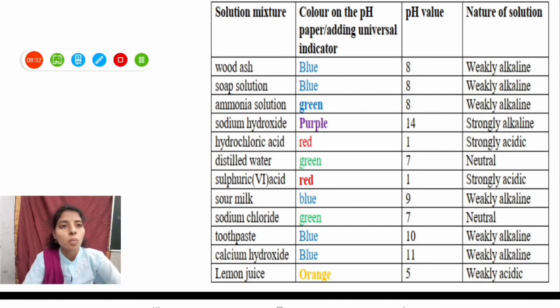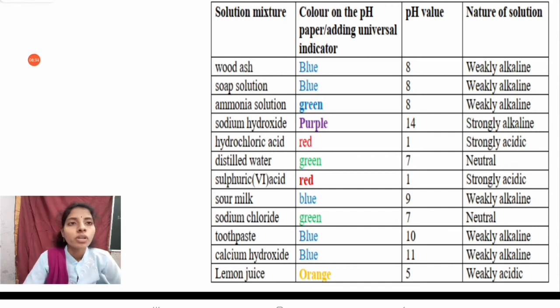Now, see here: solution mixture, color on the pH paper, adding neutral indicator, pH value and nature of the solution. So, the first solution mixture is wood ash. The color on the pH paper is blue. You can see here it is blue. So, the pH value is 8 here, and the nature of the solution is weakly alkaline.